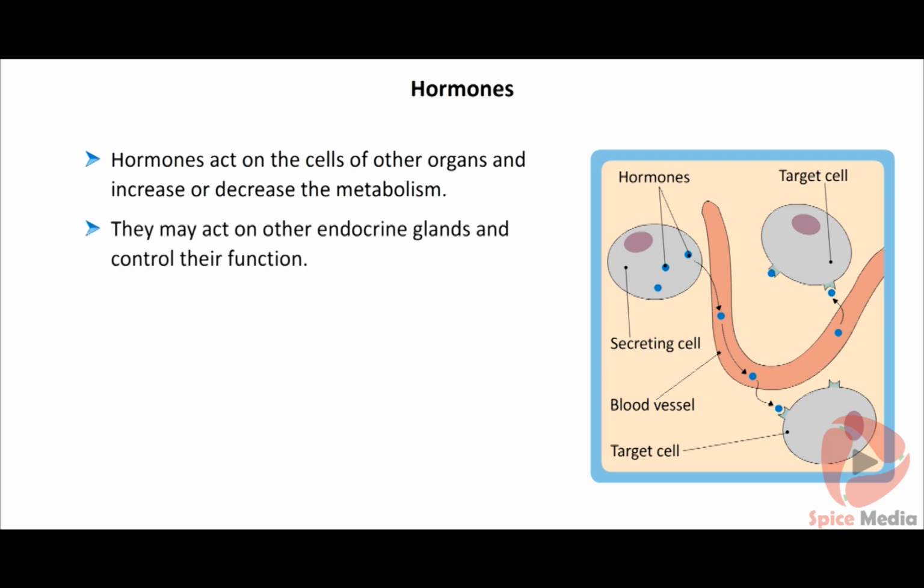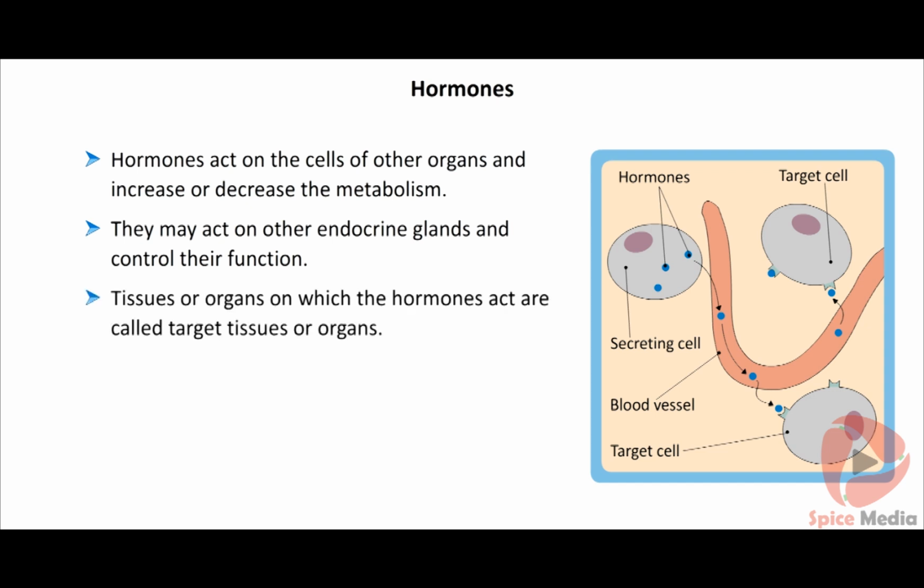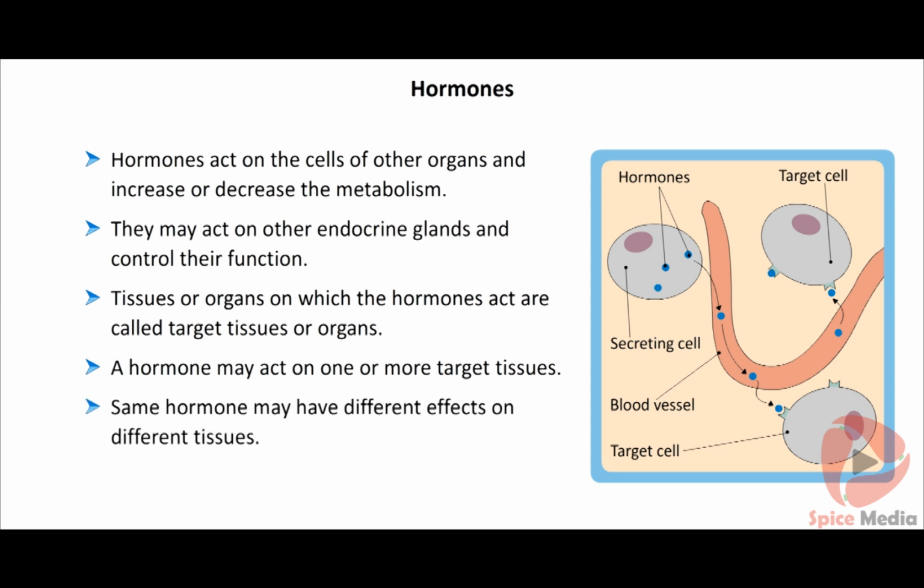They may act on other endocrine glands and control their function. Tissues or organs on which the hormones act are called target tissues or organs. A hormone may act on one or more target tissues. The same hormone may have different effects on different tissues. Different hormones may act on one target tissue.